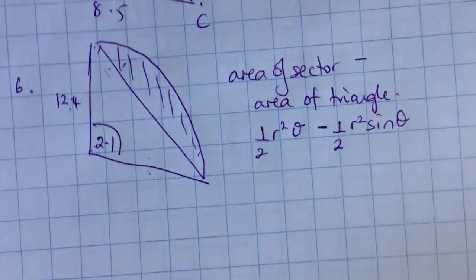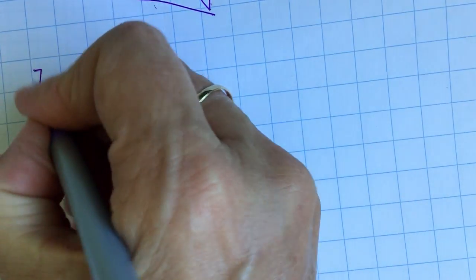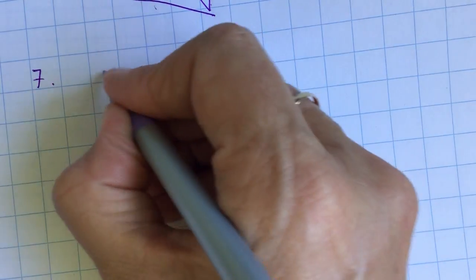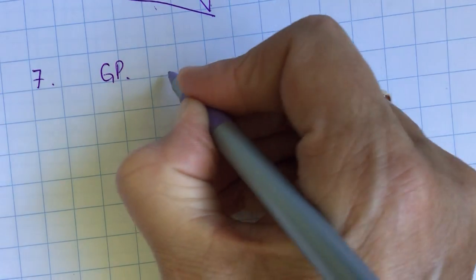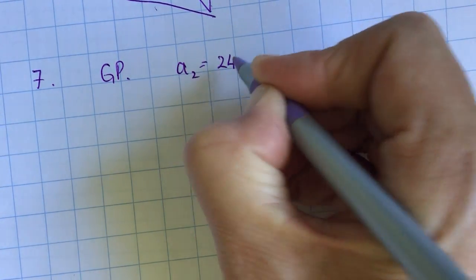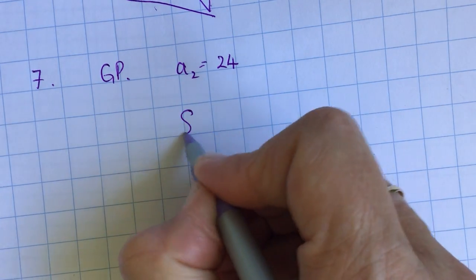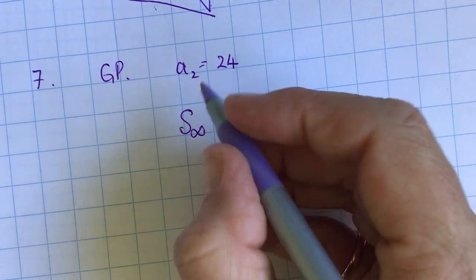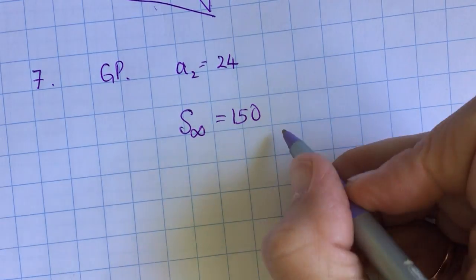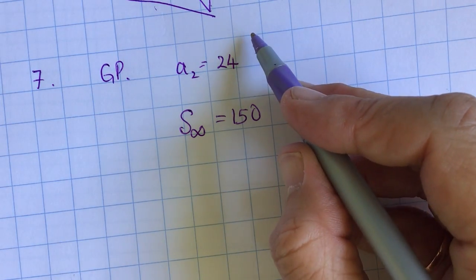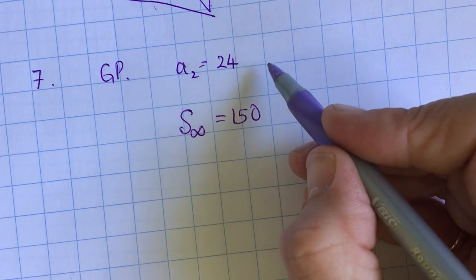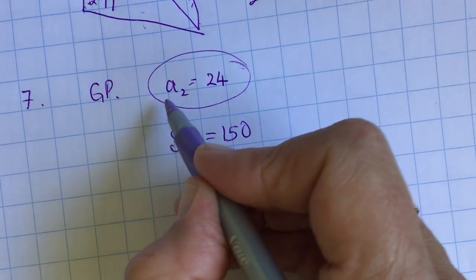Okay. Question 7. Second term of a geometric progression is 24, so I'd write GP to make sure I know it's a geometric. A2 equals 24. Sum to infinity, so we write that like that, is 150. Write down two equations in A and R, where A is the first term and R is the ratio, and then find possible values of A and R. So we're going to use this bit of information to start with.